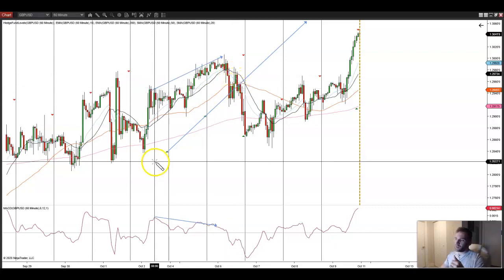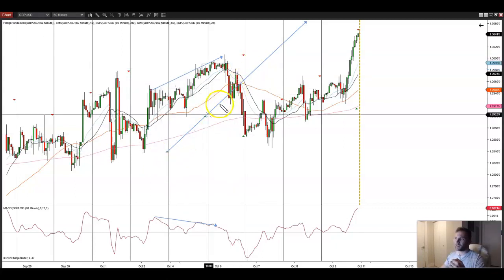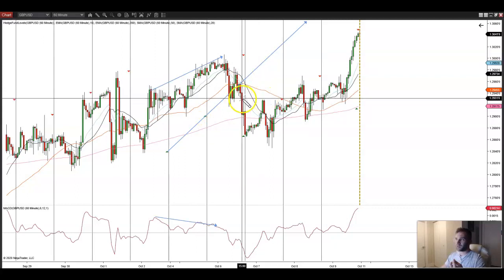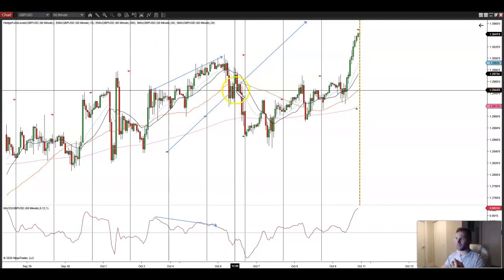On top of that, I'm waiting to see, is price going to penetrate my hedge fund level trend line right here? Okay, so that's what I'm looking for. I want to see, does price ever penetrate the trend line? As you can see, there was a fight right here.